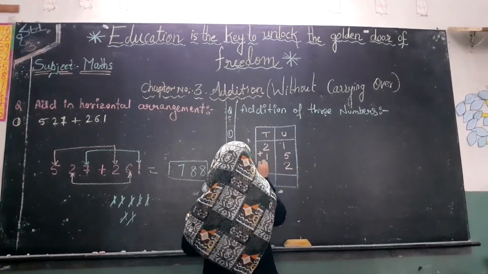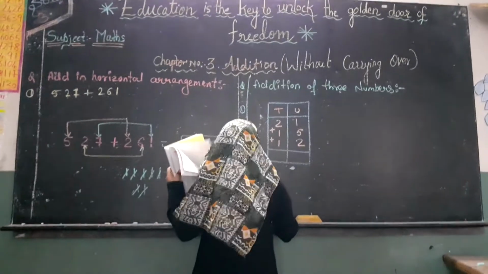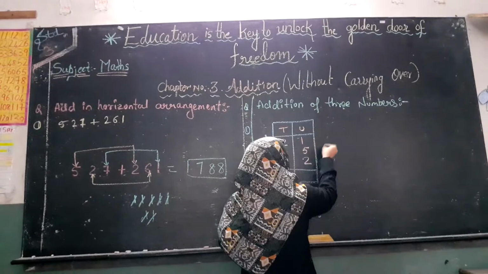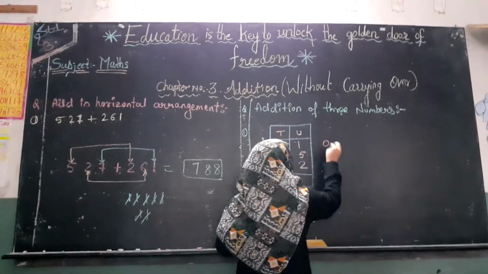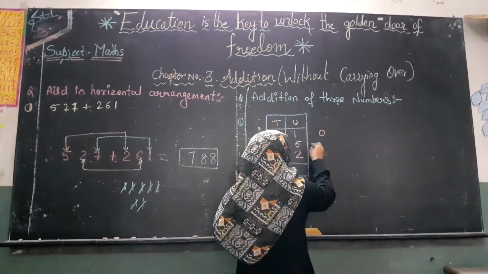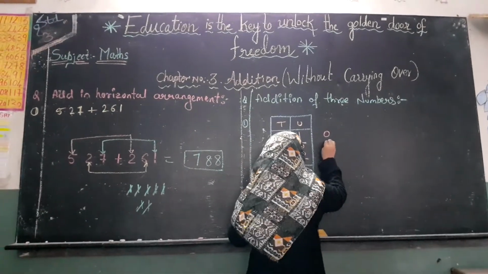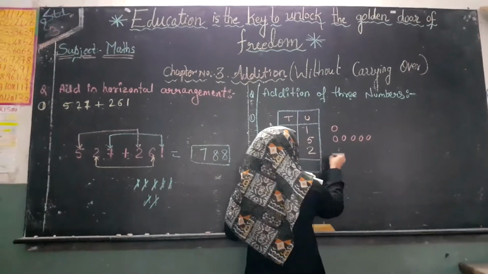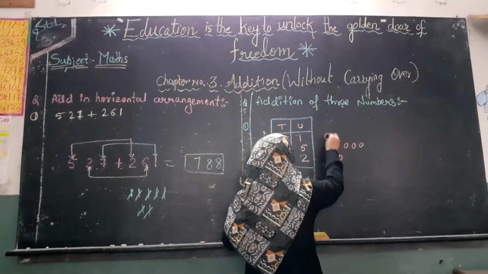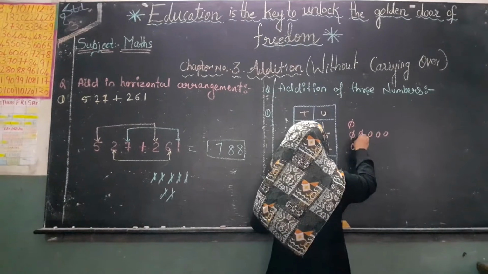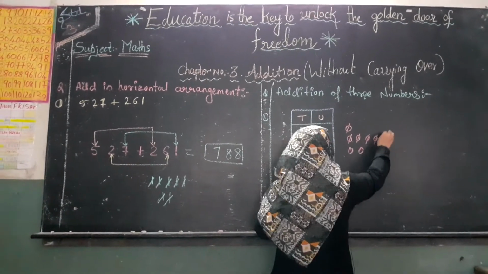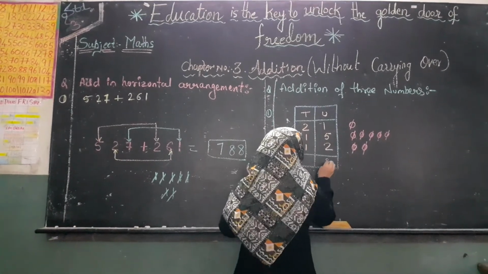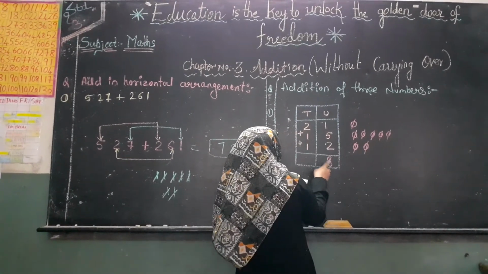So we have to add all this. How will you add all this? Draw first one circle, then 5, draw 5 circles: 1, 2, 3, 4, 5, then 2: 1, 2. So 1, 2, 3, 4, 5, 6, 7, 8. So we will write here 8. The answer we got is 8.